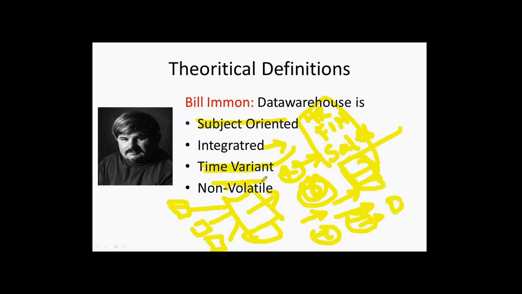And finally, non-volatile. Whatever data is getting loaded into the data warehouse, no one can modify that. It is not at all volatile. No one is allowed to modify the data present in the data warehouse. So he termed it as non-volatile. Remember this definition, guys. They will be asking this definition mostly in all interviews. What is a data warehouse? So we can term this as subject-oriented, integrated, time-variant, and non-volatile.